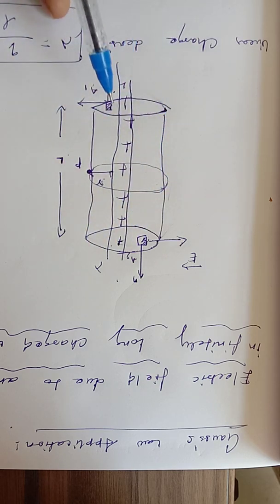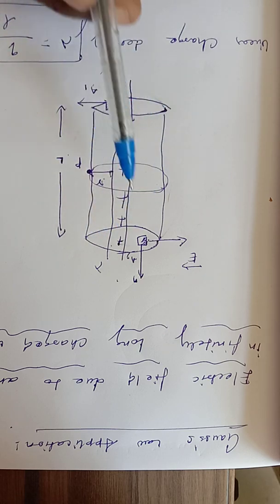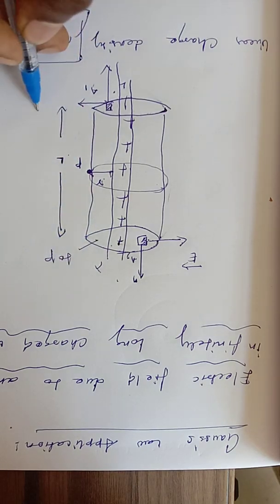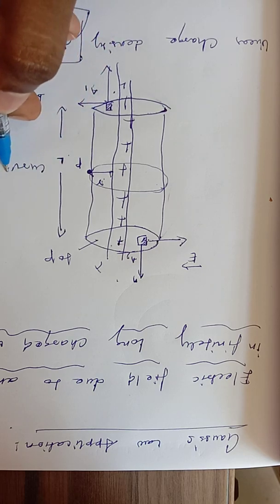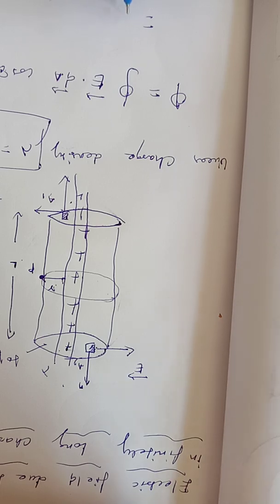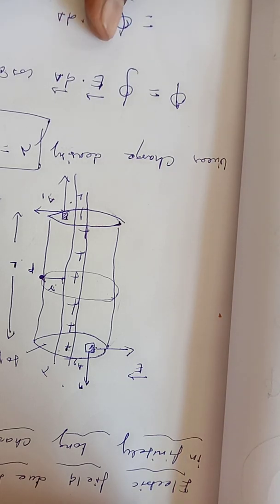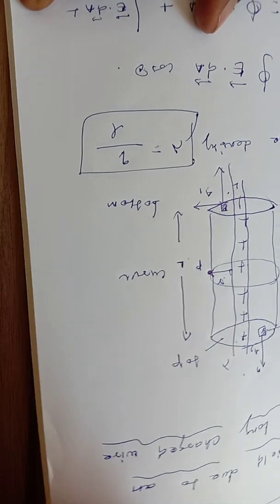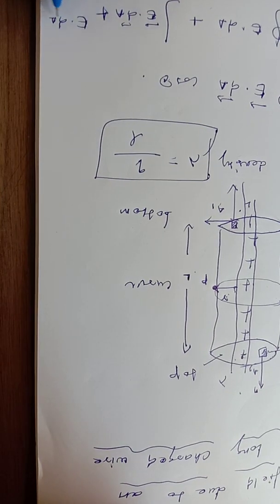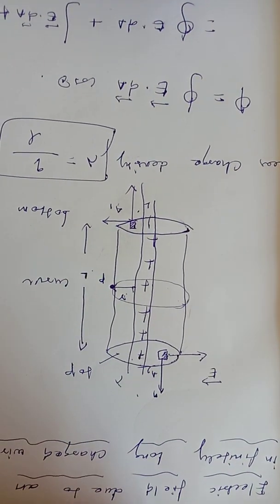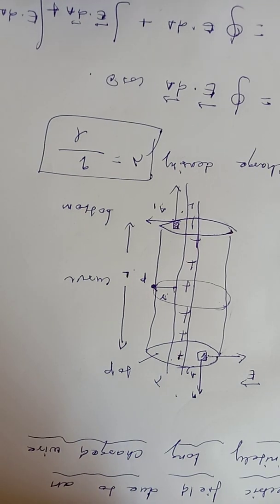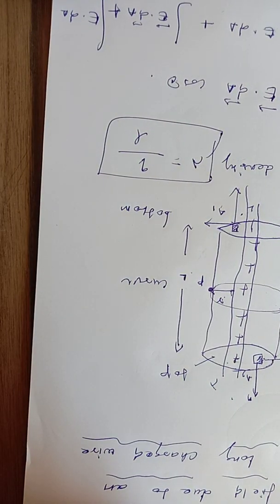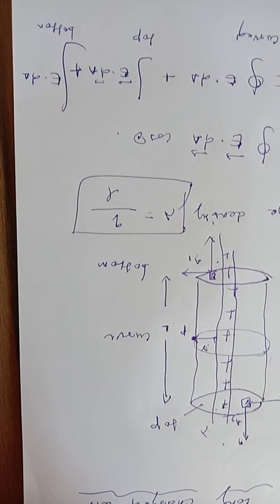The total electric flux through this closed surface is calculated as the sum over the three surfaces: the closed surface integral of E dot dA equals the curved surface E dot dA plus the top surface E dot dA plus the bottom surface E dot dA.